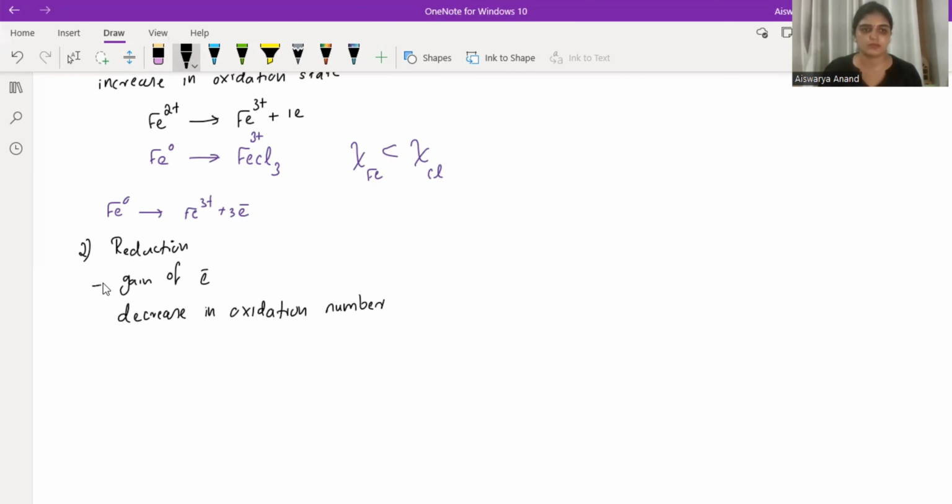Or we can say it is just the opposite of the previous one. Oxidation was gain of an electronegative element; here it will be loss of an electronegative element, or gain of a less electronegative element.